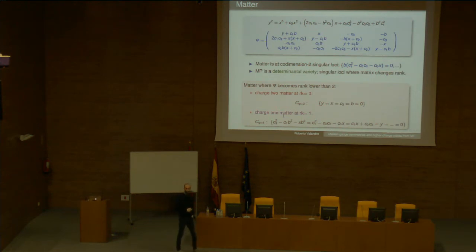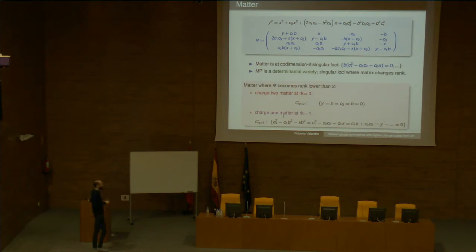Okay, so let's connect to the matrix. As I said, the Morrison-Park threefold is given by the determinant of this matrix. So basically the Morrison-Park threefold is a determinantal variety. Where are the singularities of a determinantal variety? They are over loci where the rank goes down. And here there are two loci. One where the rank goes down to 0, from 2 to 0, and this is this locus, and the other where the rank goes just to 1, and we have this one.